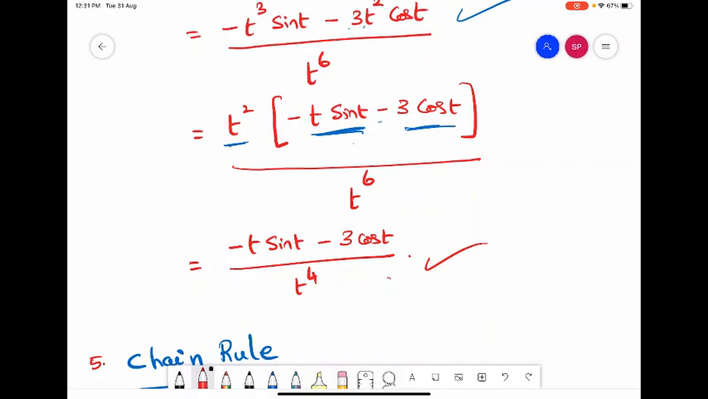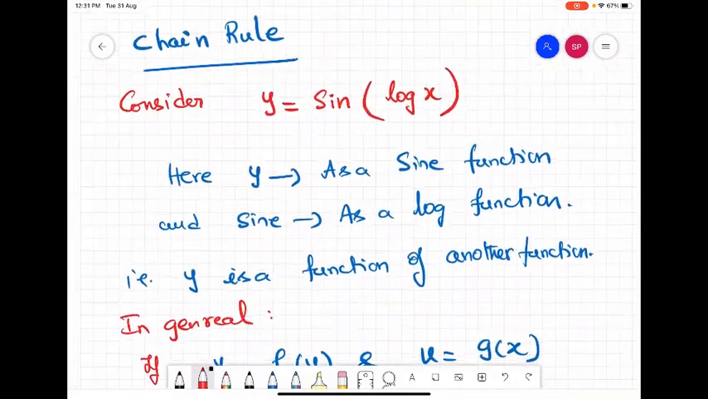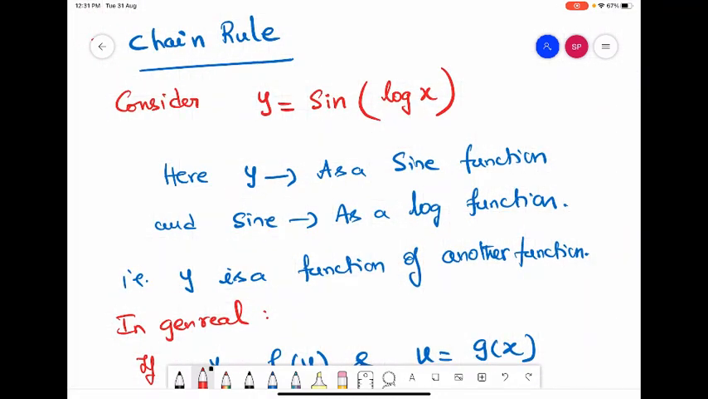Right. Next we are going for the chain rule. What is the chain rule? Suppose I have a function like this, y is equal to sine log x. If I have y is equal to sine x, I call that a sine function. If I have y is equal to log x, I call it a logarithmic function. If I have y is equal to x square, I call it a polynomial function, one single function.